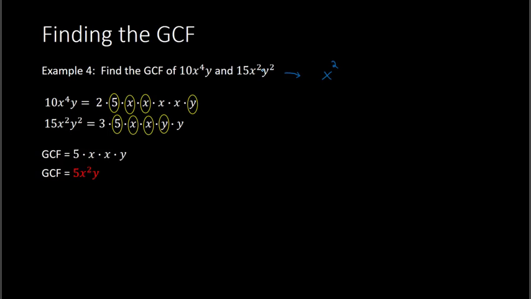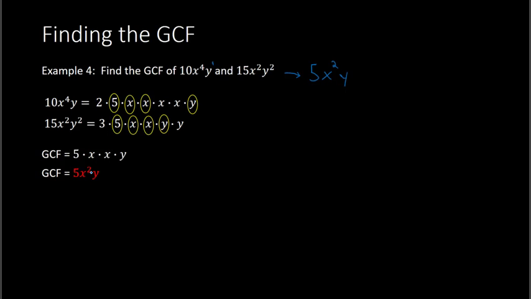And then the y's, this one has 1 y, this one has 2 y's. Well, they both have 1. Right, this one has more than 1, but they both do have 1 y. So the variable part can be found pretty quickly just by looking up here at the initial question. And then you have to figure out the 10 and the 15 and find that the greatest common factor of those would be 5. All right, so that would be your answer.